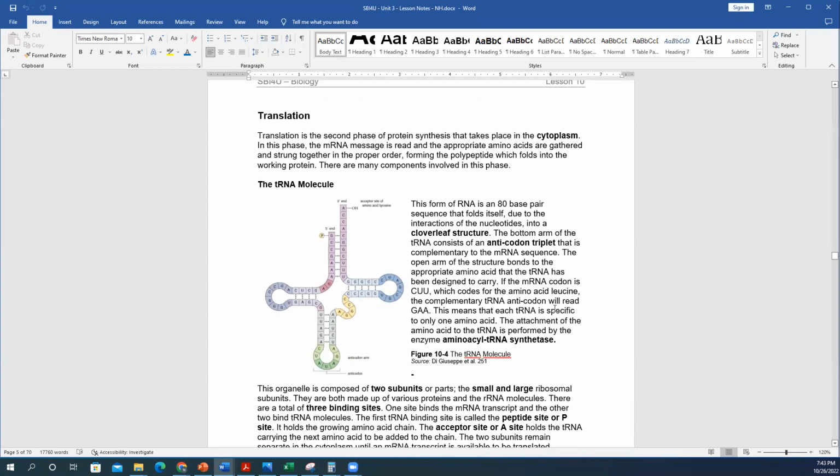Now to be translated, not transcribed. Transcription happens when you go from DNA to mRNA, and from mRNA to protein is the translation. It gets translated. So now in translation, this is the part that takes place outside of the nucleus, in the cytoplasm. And in order for this to happen, the mRNA message needs to be read, and then the right amino acids corresponding to each codon need to be put into place and strung together.